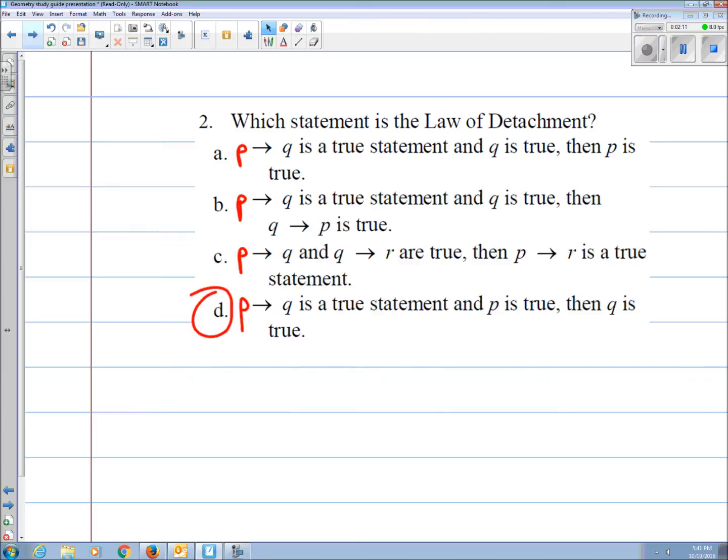If this original conditional statement, P to Q, is true, and then you go back and say that the hypothesis part is true, then you can conclude that the conclusion part is true. If it's not in that order, you can't do it. It's not law of detachment.